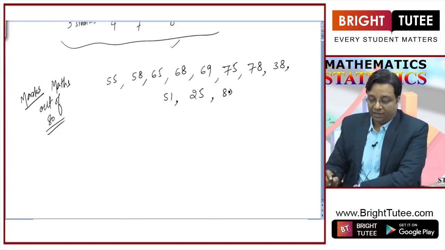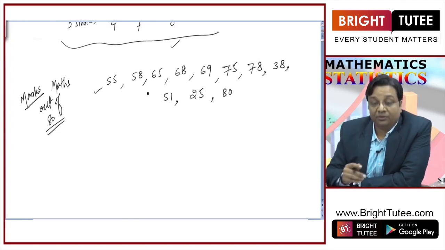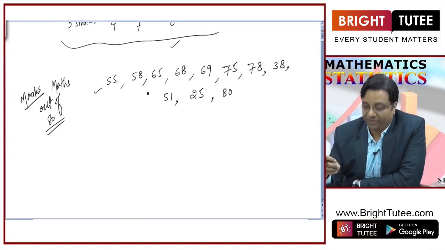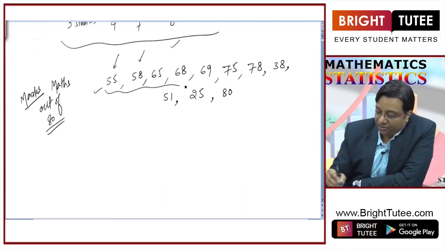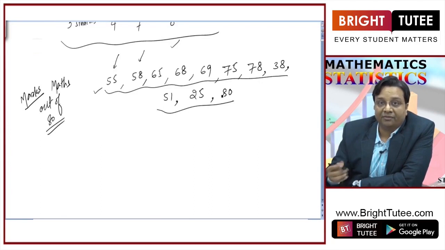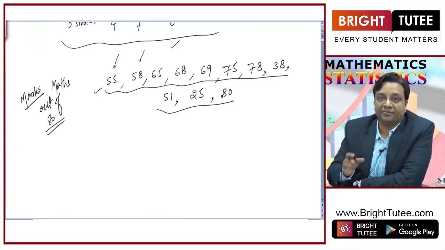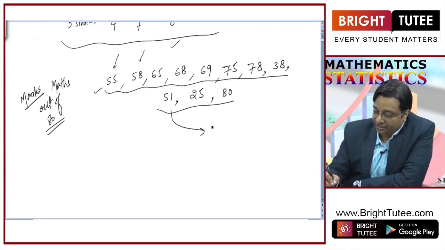Okay, now I have written the marks of the students of your class at random. Okay, I asked a student about his marks. He told me 55, so I wrote it here. The next student told me 58, so I wrote it here, and I have written all the marks like this. When I collect data and write it as it is without changing anything in it, this data is known as raw data.